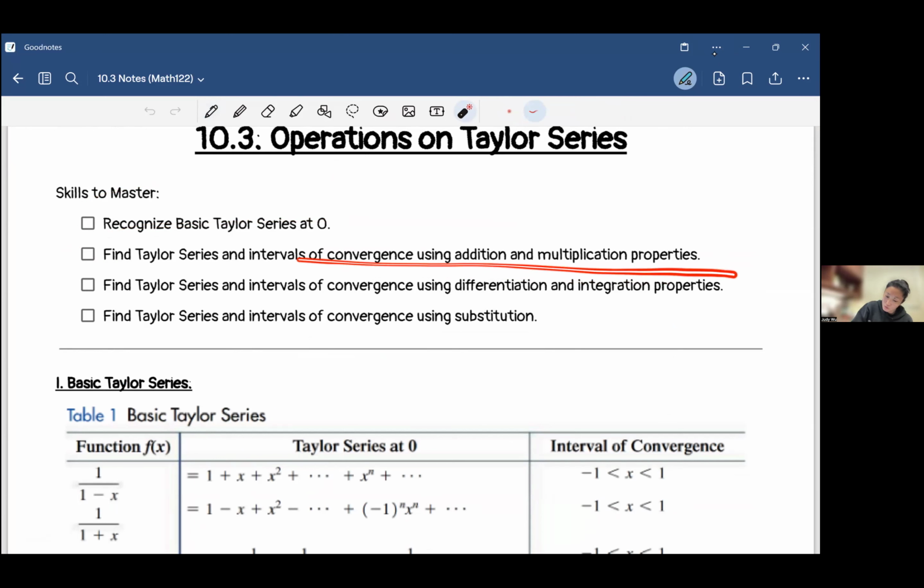In video two, we'll take a look at finding Taylor series and interval of convergence using differentiation and integration properties. And in our last video, we'll take a look at finding Taylor series and intervals of convergence using substitution. All right, let's get started.